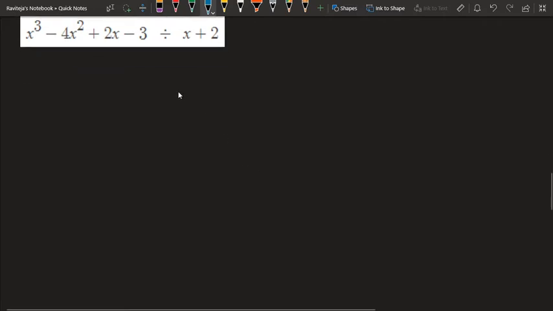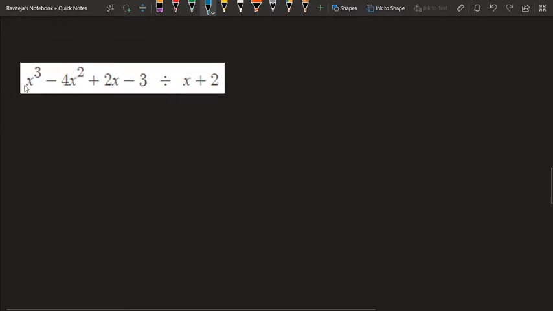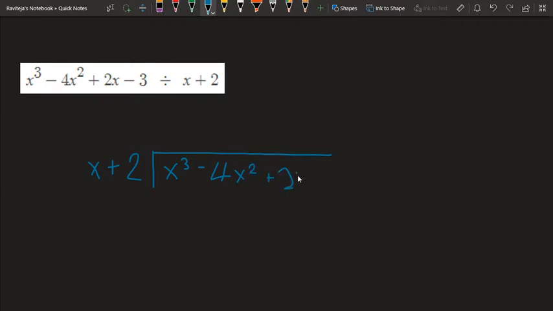And here it is, our first example that we're going to do on our own. X cubed minus 4x squared plus 2x minus 3 divided by x plus 2. So let's write this in our long division format real quick. We have x plus 2, our divisor, and we're going to put right here in the division sign x cubed minus 4x squared plus 2x minus 3, which is our dividend. And then we want to get our answer, our quotient.